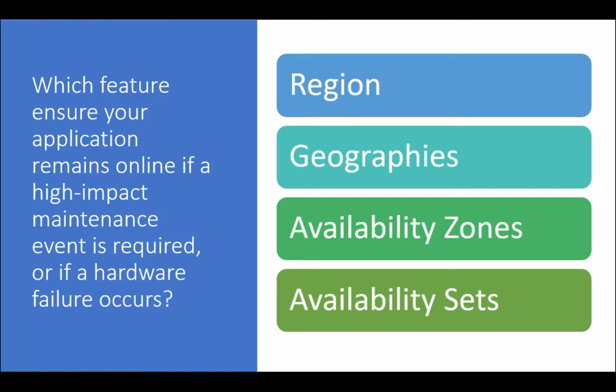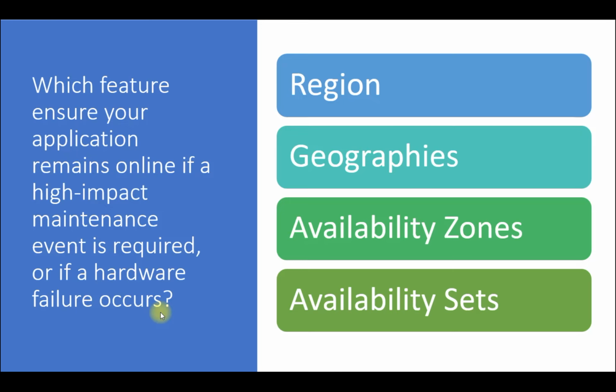Let's talk about this question. In this question, they are asking which feature ensures your application remains online if a high impact maintenance event is required or if there is any hardware failure. The options we have are: region, geographies, availability zone, and availability set.